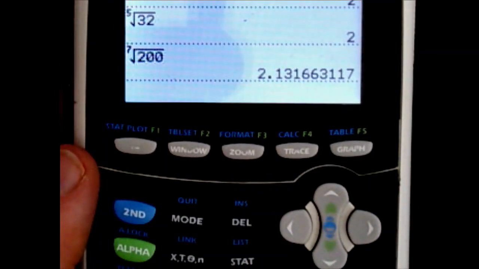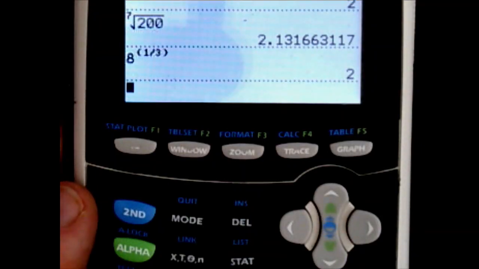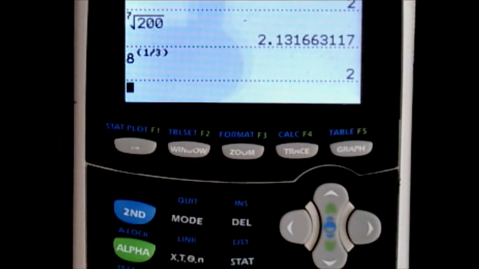You can also type in, if you want to do the third root, you can type in 8 hat and put in parentheses 1 divide 3. And the 8 to the 1/3 is the same thing as the third root.